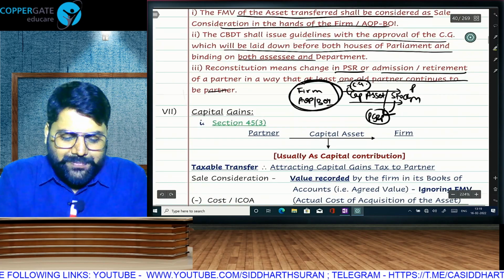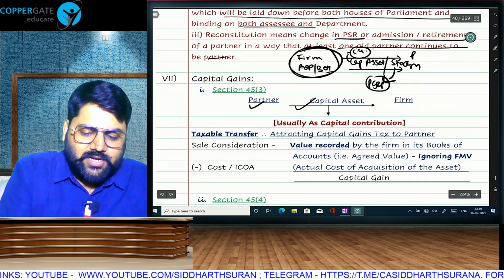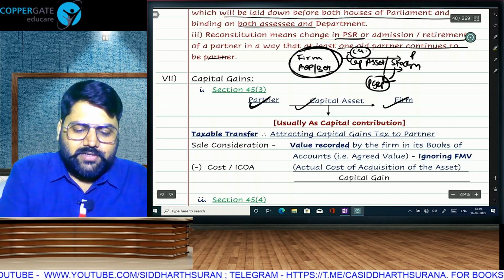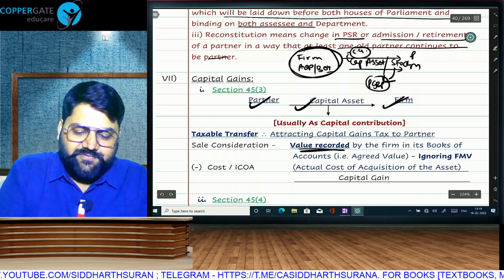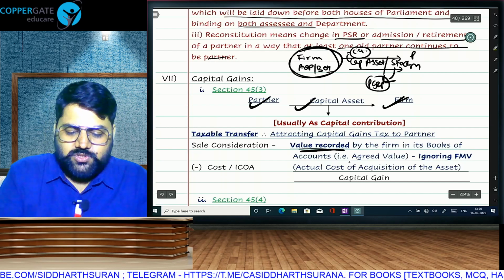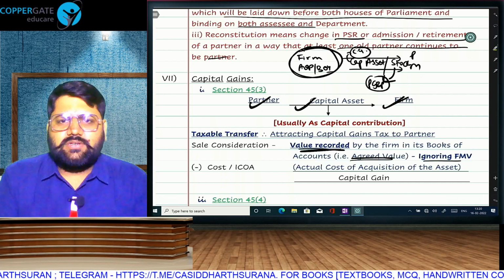Now when we go to the capital gain part, at least in 45(3) there is no change. Whenever a partner transfers a capital asset to the firm, the sale consideration will be the value recorded by the firm in its books of accounts, that is the agreed value, ignoring the fair market value. No change here.